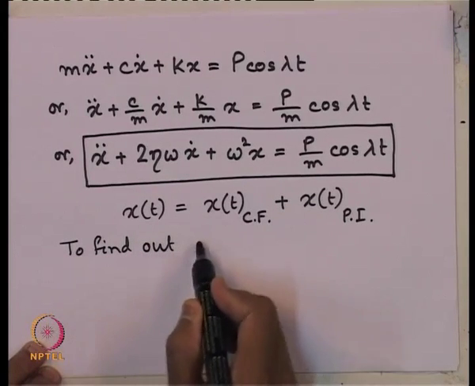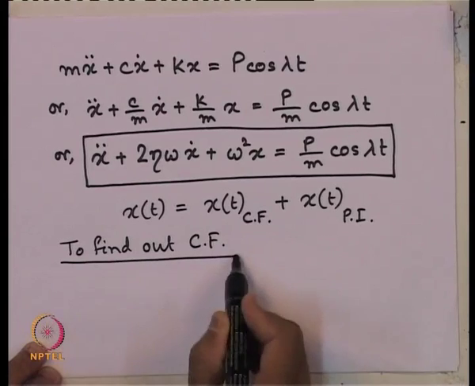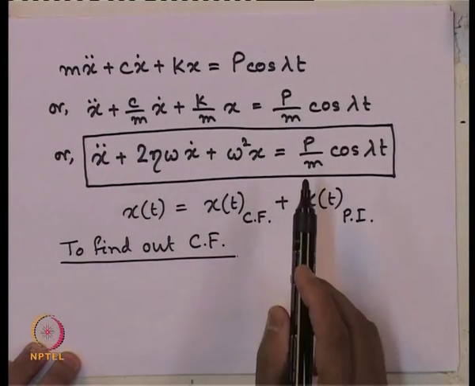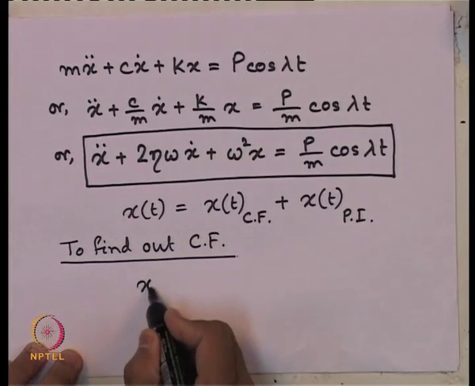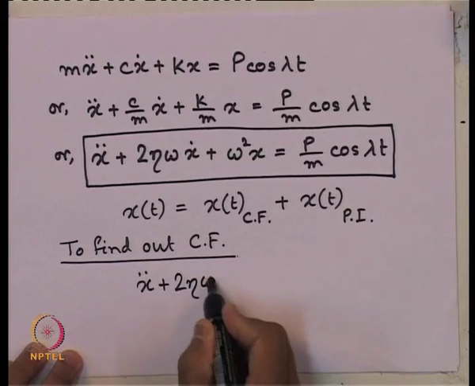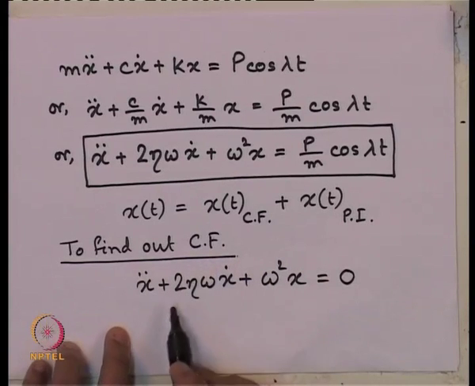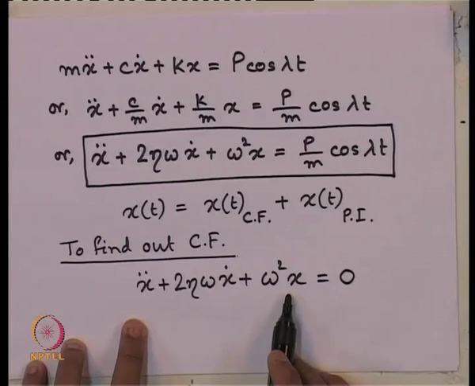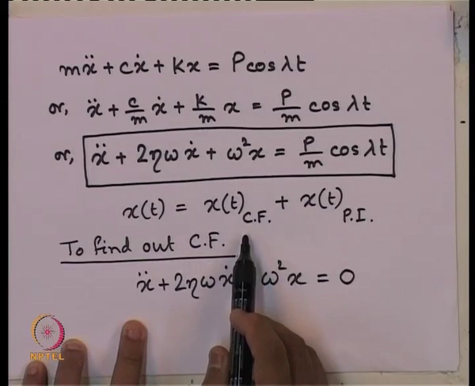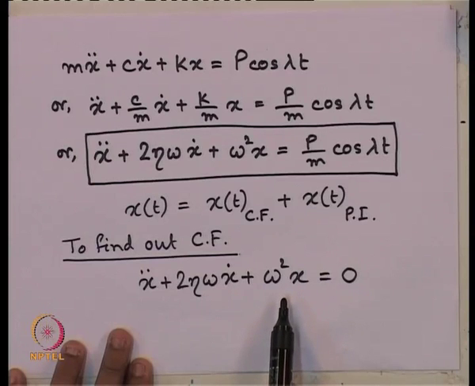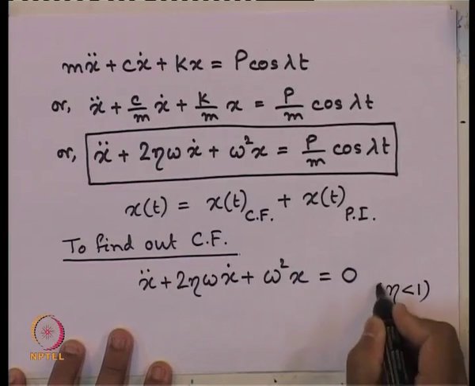To find out the complementary function, what we need to do? This governing differential equation, we have to equate it to 0. That is, we have to write down the equation in the form of this equals 0, and then if we solve this equation, we will get the solution, which is nothing but x of t complementary function, right. So, already we have solved this equation in the case of underdamped free vibration. That is the third case as I have mentioned. So, let us consider our system is underdamped. So, eta is less than 1 I am considering.